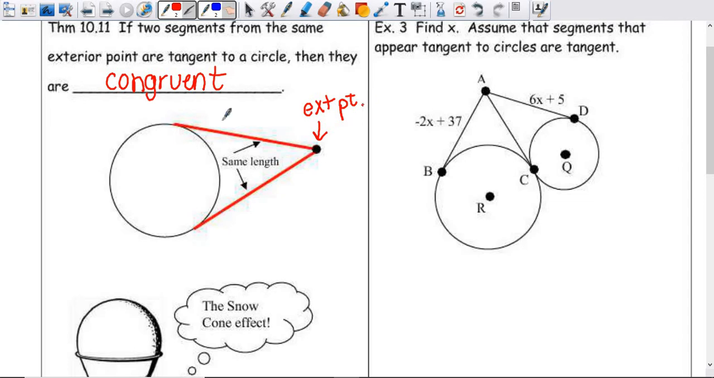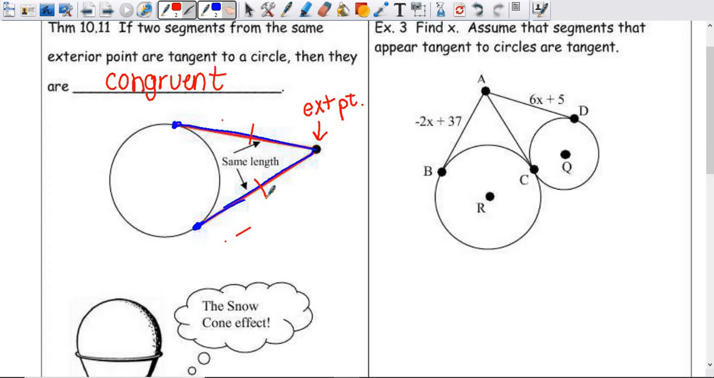And then these lines, I'll highlight them in blue, are both tangent lines. They meet just at one spot, right here and right here. They're just going to graze the edge of the circle. So if those are tangent, then we know that these two should be the same length.